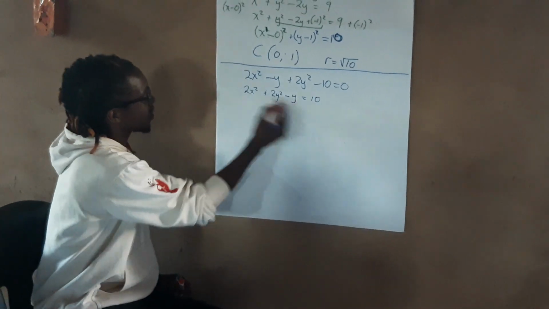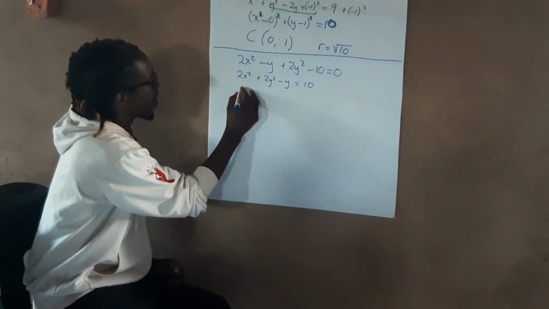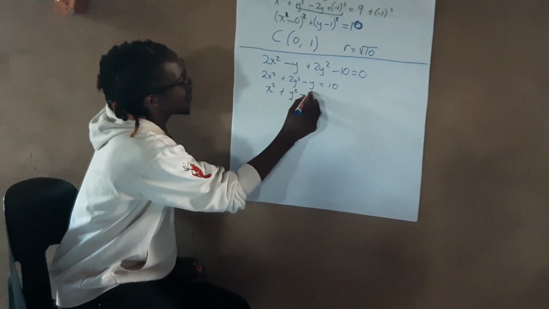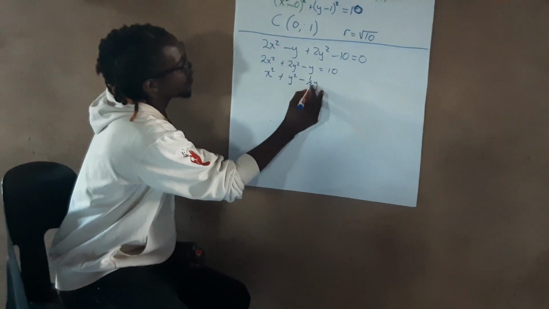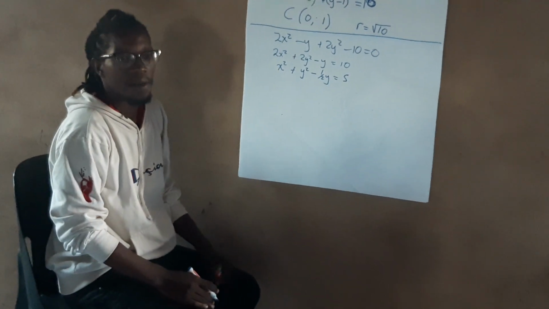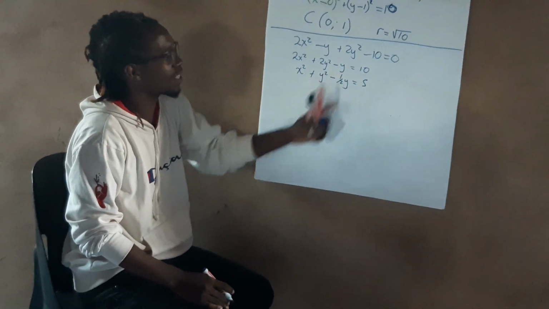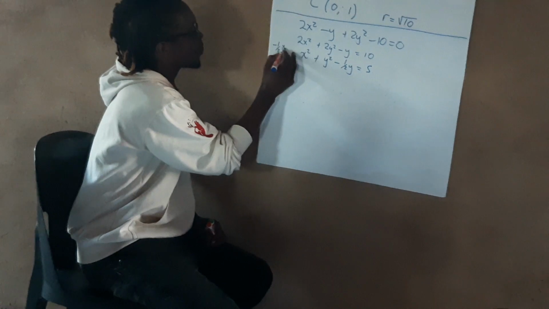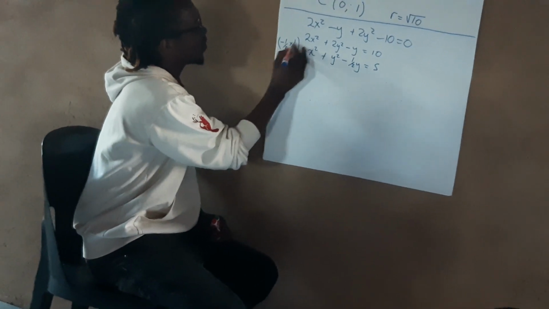So this is going to be what? If we divide throughout by 2, this is x squared plus y squared minus half y equals 5. X doesn't have a coefficient, right? So I'm going to take the coefficient of y, which is negative half, and then multiply by half, and then we square it.